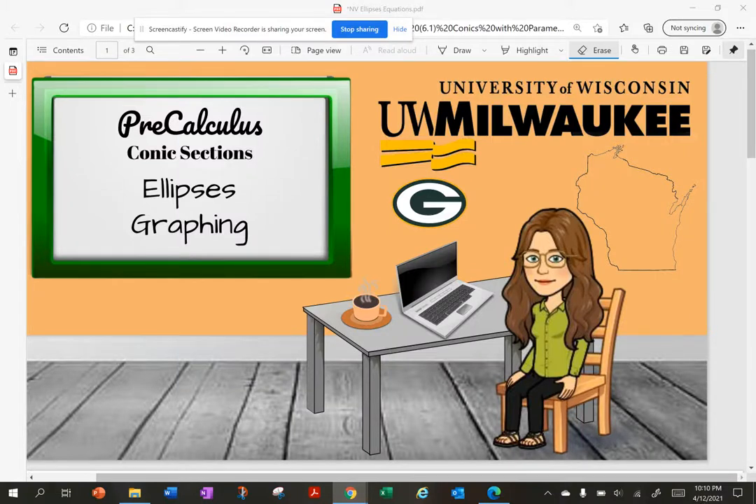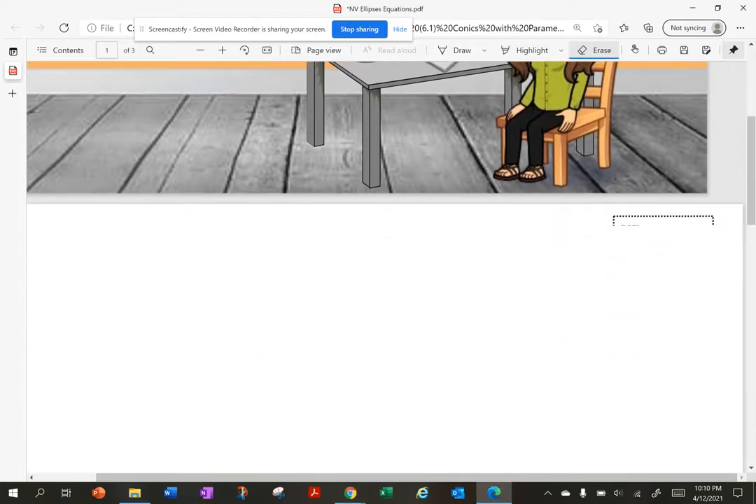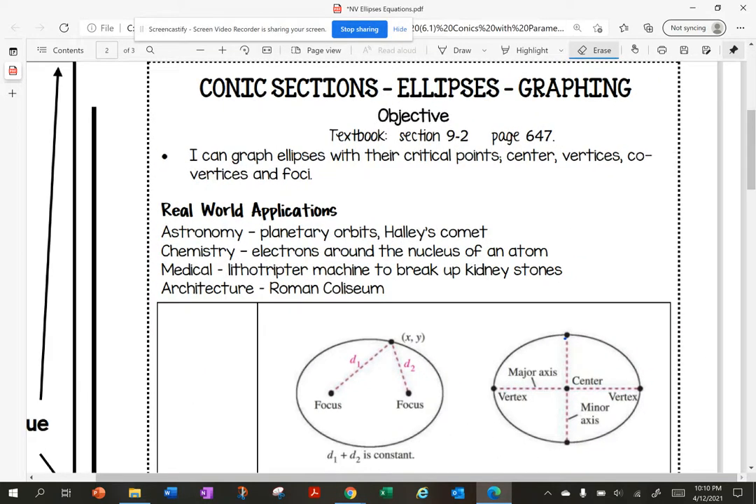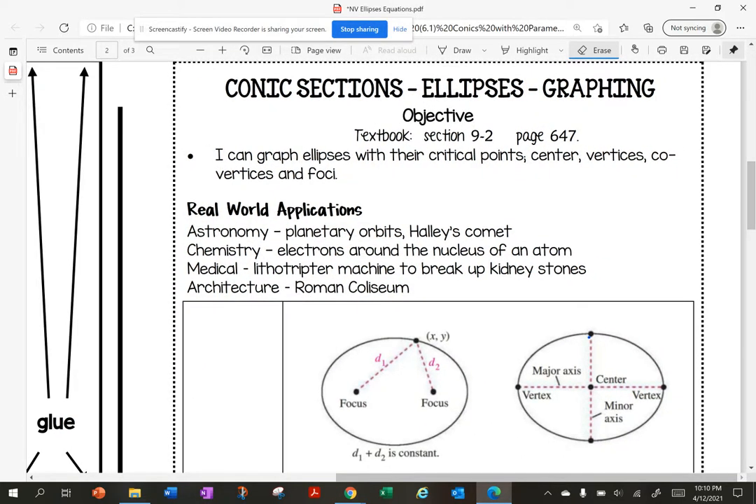Today's lesson is on ellipses, and we'll be graphing them. My learning objective is I can graph ellipses with their critical points, and those points are the center, the vertices, the co-vertices, and the foci.